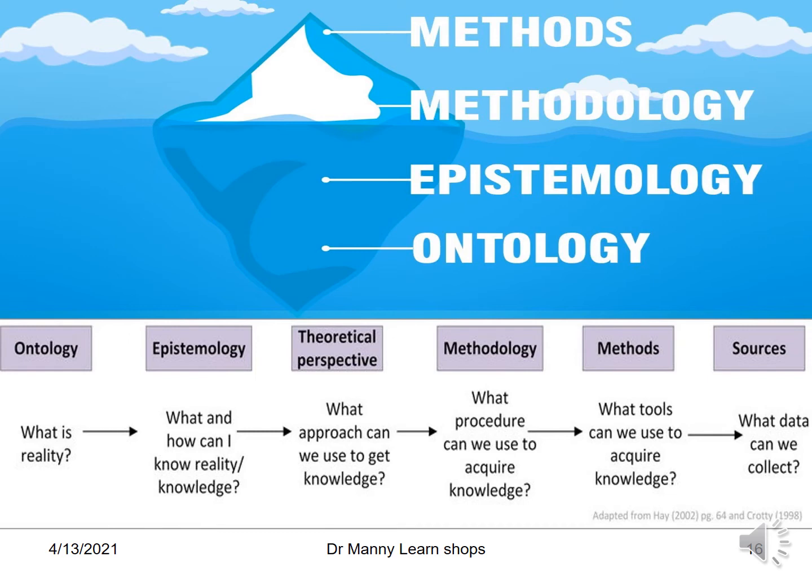Here's an interesting diagram. Look at the iceberg. The iceberg is typically seen above water, but the majority of it is underwater. So what we can see are the methodology and the methods which typically are employed, but what we don't see is your epistemology, your ontology. Ontology basically is, what do you as the researcher perceive as reality? The epistemology is what and how can you as the researcher know what reality is, what knowledge is, what truth is.